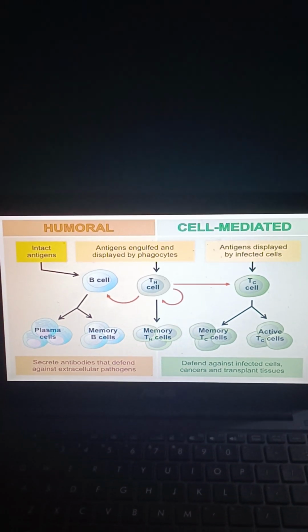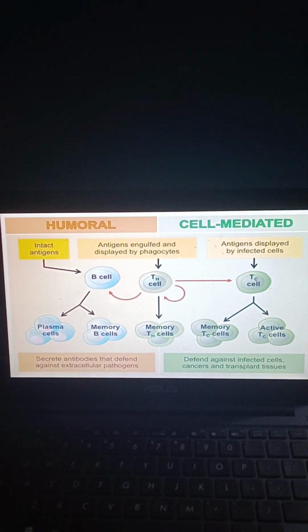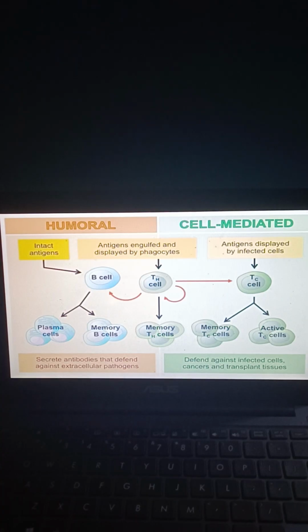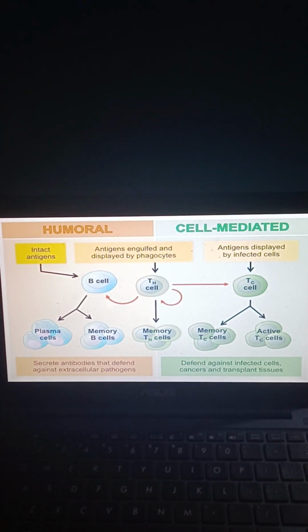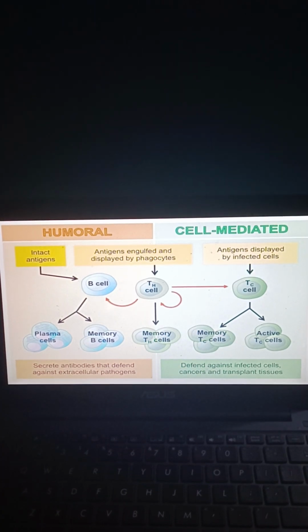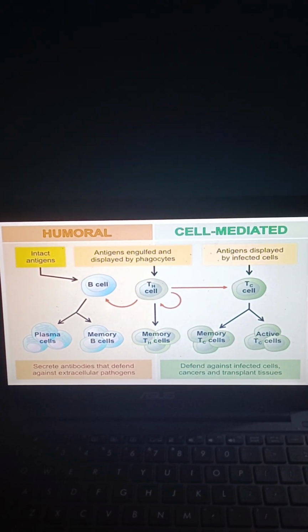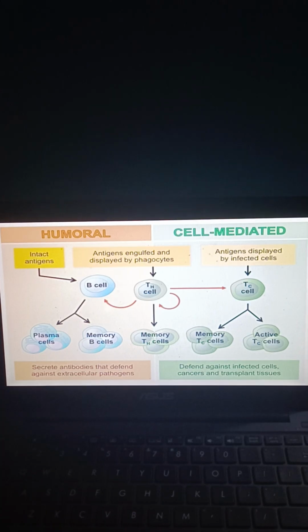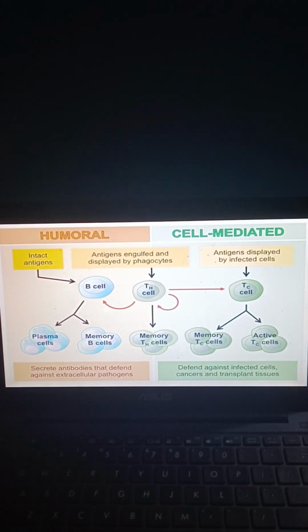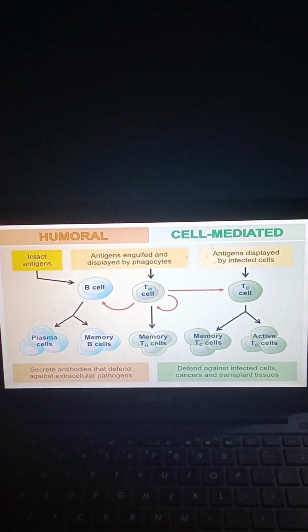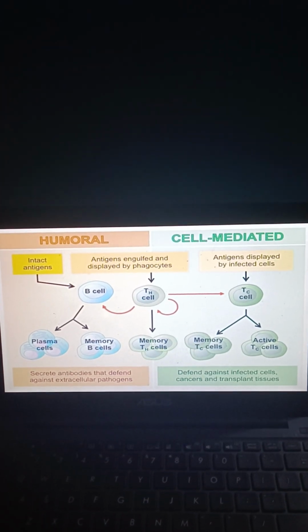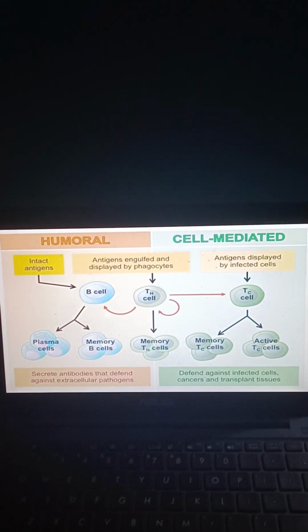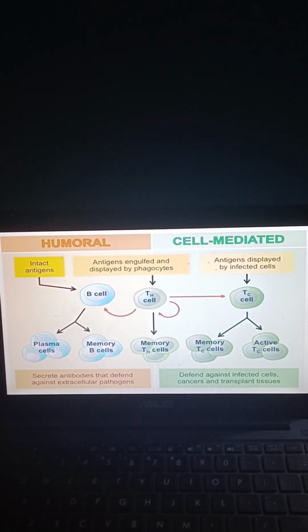Coming to humoral and cell mediated immunity. In humoral immunity, intact antigens stimulate the B cell, and plasma cells and memory B cells are produced. Antigens engulfed and displayed by phagocytes, TH cells will stimulate the B cell, then plasma cells and memory B cells will be produced. Memory TH cells will also be produced. Humoral immunity secretes antibodies that defend against extracellular pathogens.